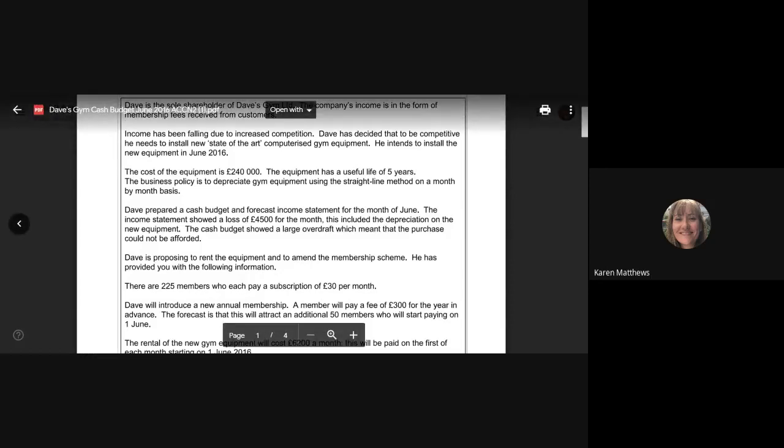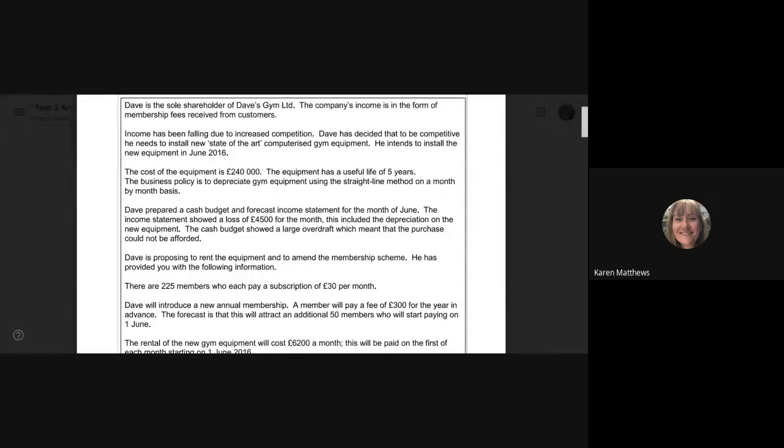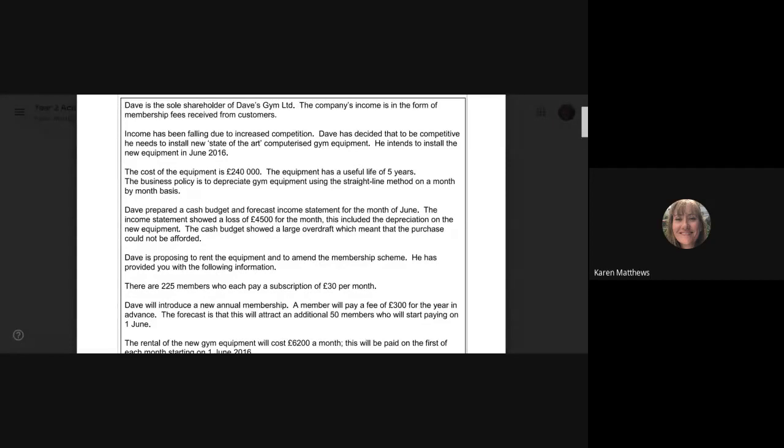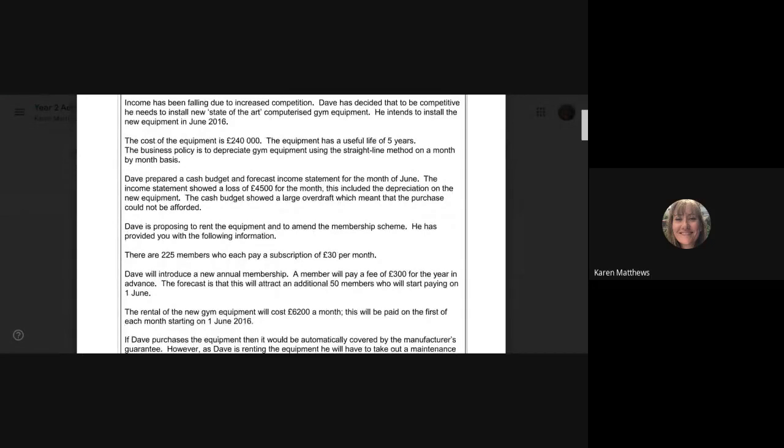Dave prepared a cash budget and forecast income statement for the month of June. The income statement showed a loss of £4,500 for the month. This included the depreciation on the new equipment. The cash budget showed a large overdraft, which meant that the purchase could not be afforded. Okay, so Dave has ruled out, I think, spending £240,000 on gym equipment. I don't think many people would have that amount in their bank account.